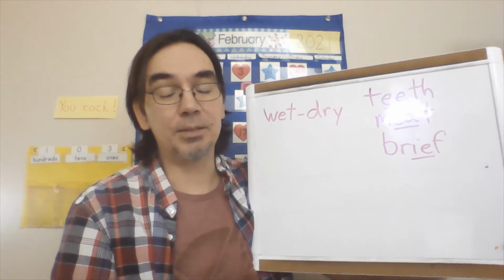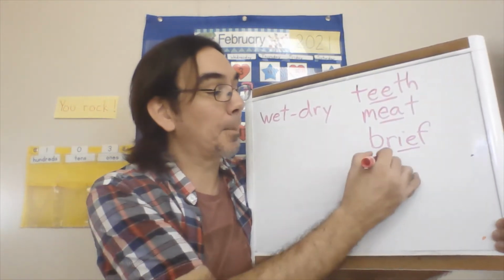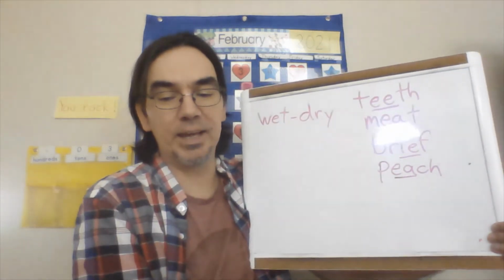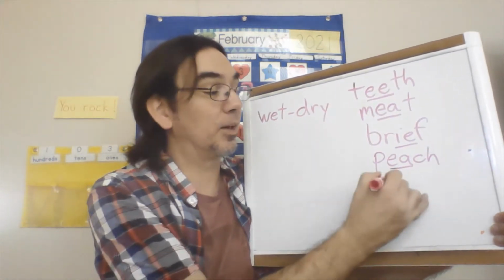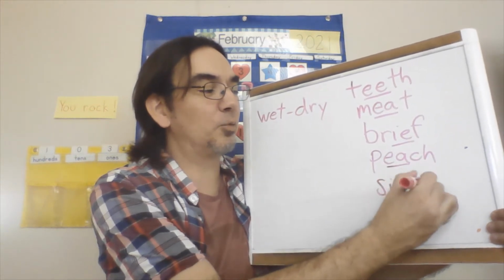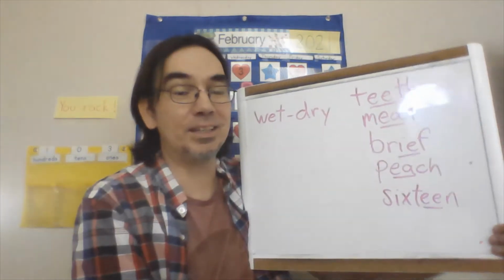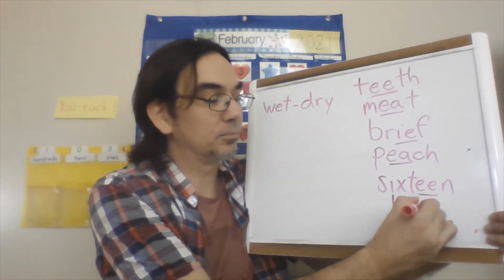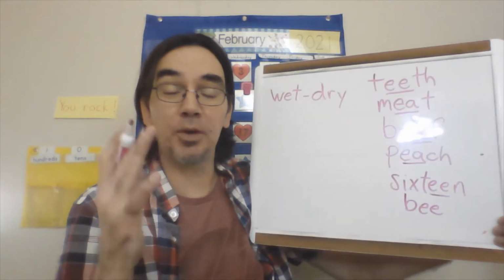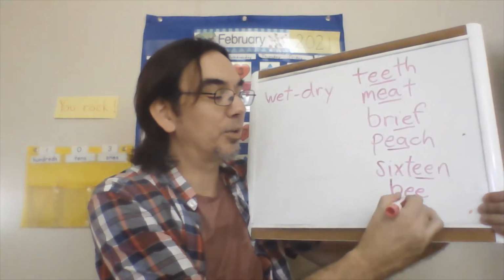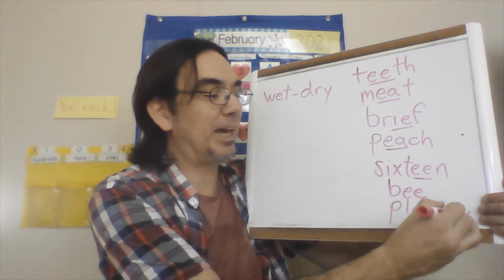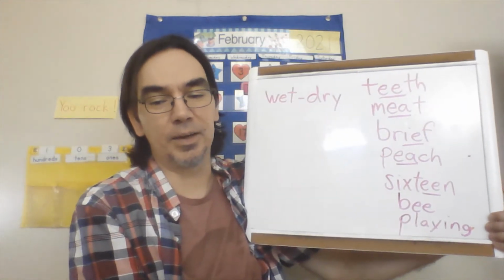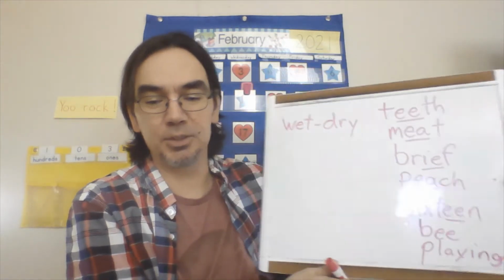Now we had Abby, and she came up with peach. There's our EA. And this one's 16, one of our numbers, but it has that EE at the end. Very good. And she also came up with one of our endings, our ING ending, with playing. Playing. And there's our ING ending there. Very good. Abby, thank you very much.